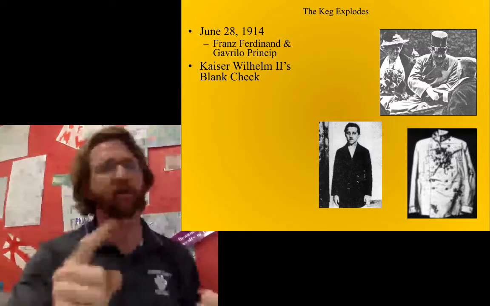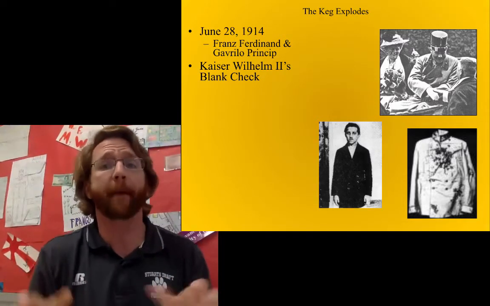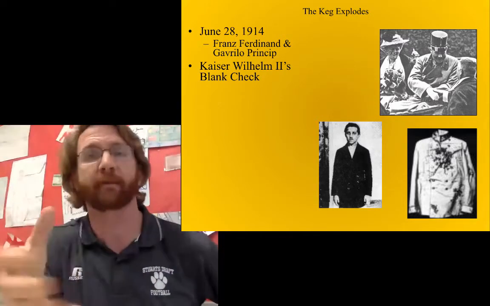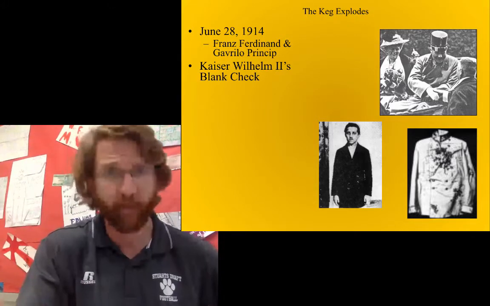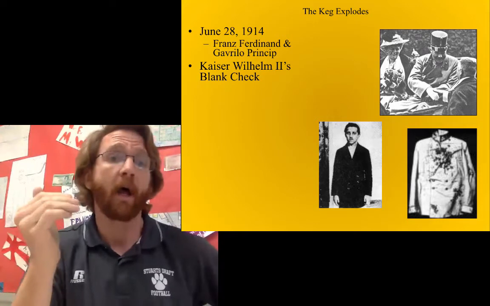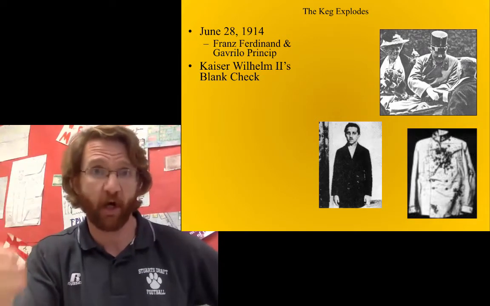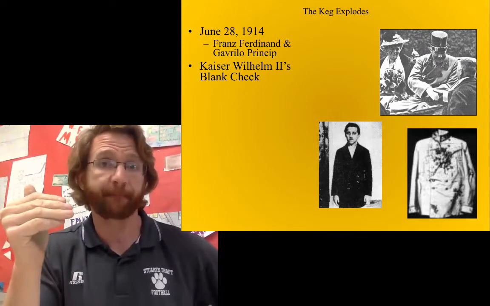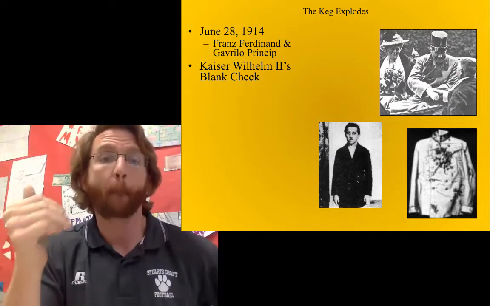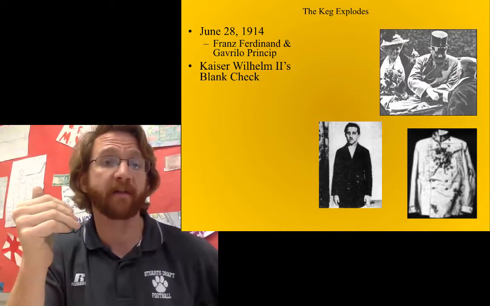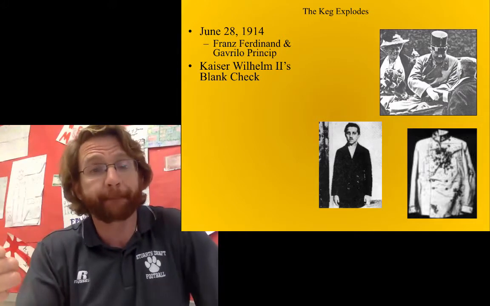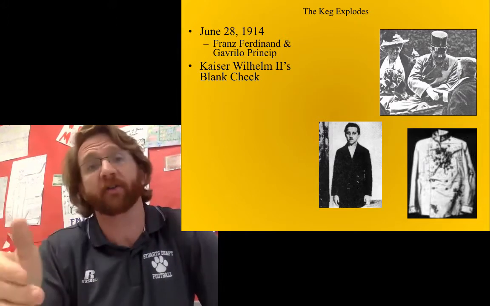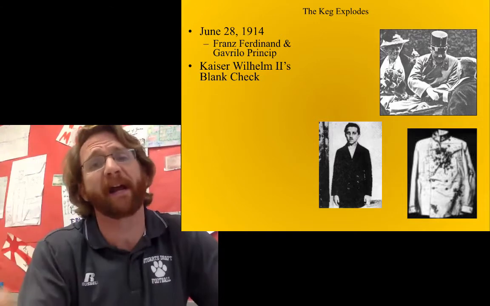hey, Austria, we got your back. You can do whatever you want to Serbia to extract revenge. They believe Serbia was behind the assassination. The government was. Now, there's no doubt that Gavrilo Princip was a Serb and that they supported independence, okay? But the issue here was that the Serbian government didn't actually sanction it. Now, the blank check said, all right, Austria-Hungary, we're going to tell you, you can do whatever you want.